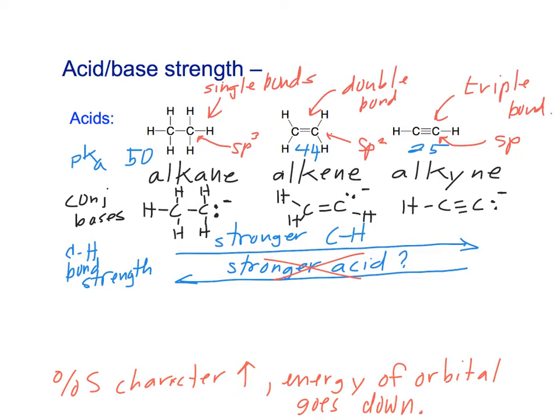Okay, so an sp, right? sp is 50% s, 50% p, right? sp3 is 25% s, 75% p. All right, so that means that the sp orbital is lower in energy. Okay, so if we put electrons into that orbital, they will be at a lower energy, and that makes that anion more stable.